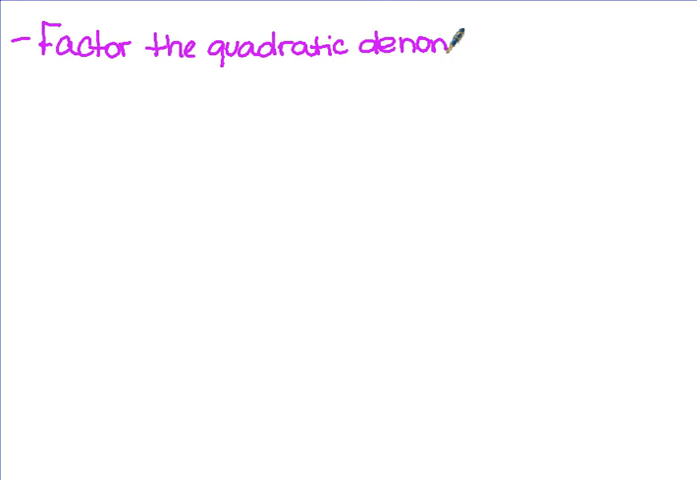So we're just combining two concepts into one problem. We need to remember a couple things. First, we're going to factor the quadratic denominator. This will help us find a common denominator. And second, we're going to change the sign in the denominator that needs changing.